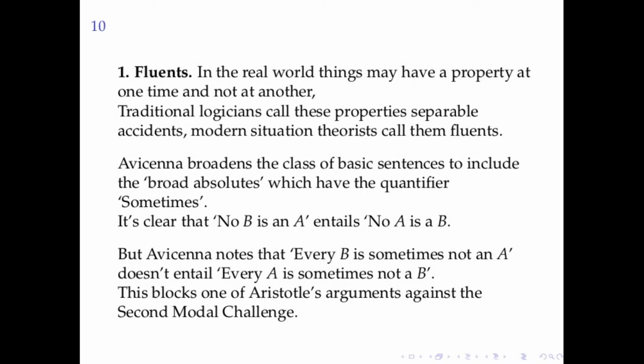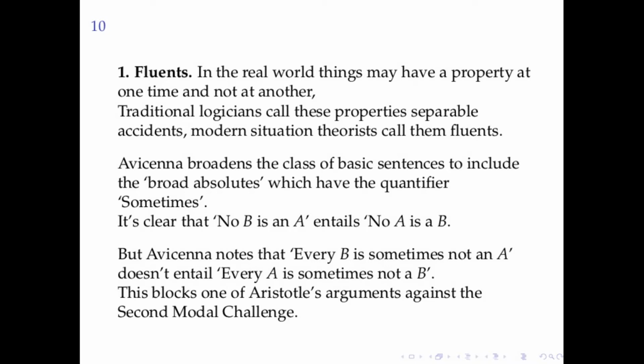These properties were known to the traditional logicians as separable accidents, and if you're into artificial intelligence, you may very well know them as fluents. The expression fluent was introduced by John McCarthy in 1963 in his situation calculus. He said he got the word from Isaac Newton.